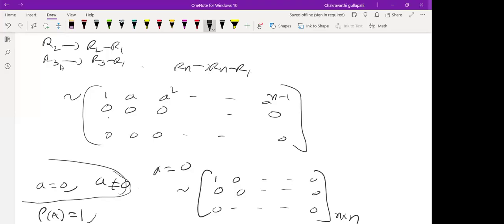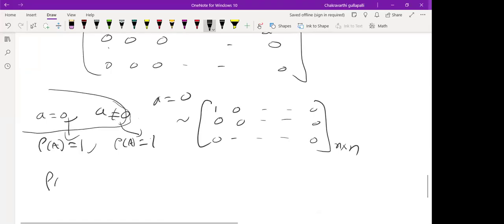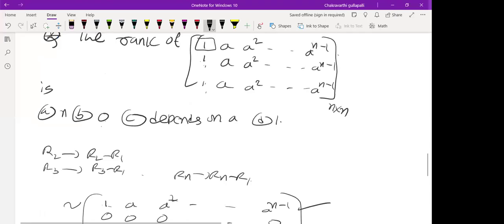Suppose a is not 0. If a is not 0, then also this is a non-zero row. Even if a is 0 also, it is a non-zero row. If a is not 0 also, this is the only non-zero row. In that case also, rank is 1. So whether a is 0 or not 0, rank is 1. So it does not depend on a. Rank of A is fixed for all a. For all a means when a is 0, same answer; not 0, same answer. Therefore rank of A is 1. Option D.